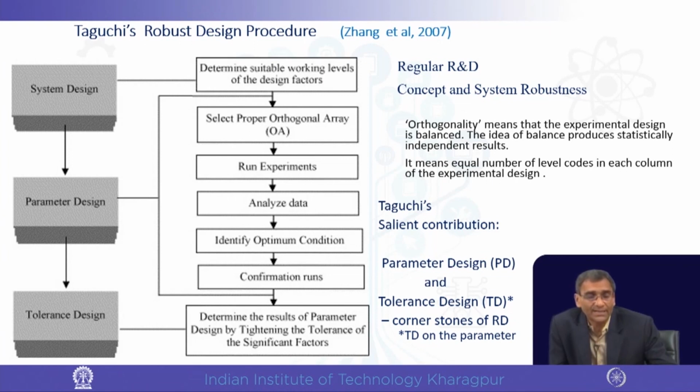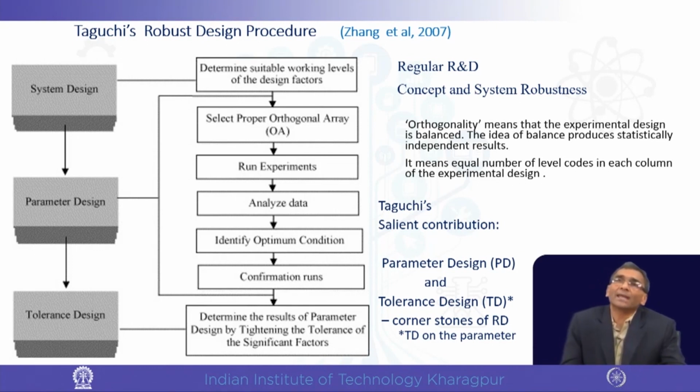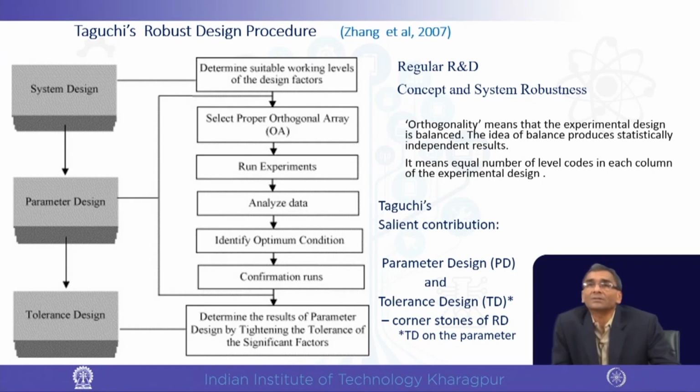Then actually run the experiment, analyze data, and identify the optimal condition, which combination of parameters: A at minimum, B at maximum, C at medium, D at minimum, E at maximum, like that. When I say maximum, maybe it is 60 degrees centigrade, those kinds of values. Then a confirmation run. So this is parameter design, and then tolerance design.